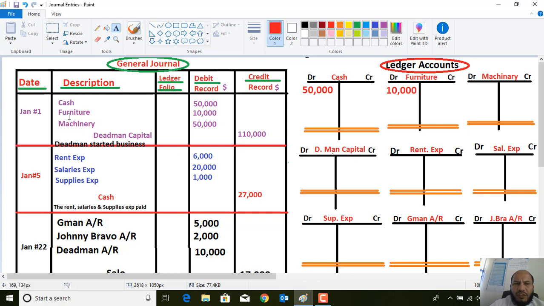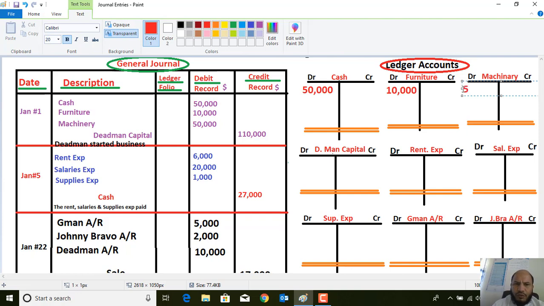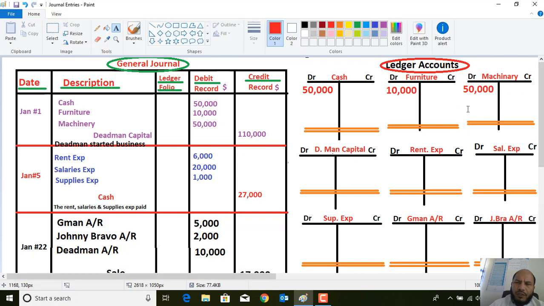Now we have another account in the general journal, which is the machinery account. Machinery also has a debit record of 50,000. So come to the machinery ledger. This is the machinery ledger, this is its debit side, and this is its credit side. We will record the amount under this machinery ledger within the debit column. The machinery amount was equal to 50,000 rupees, so we have recorded the same amount at the debit side of the machinery ledger.